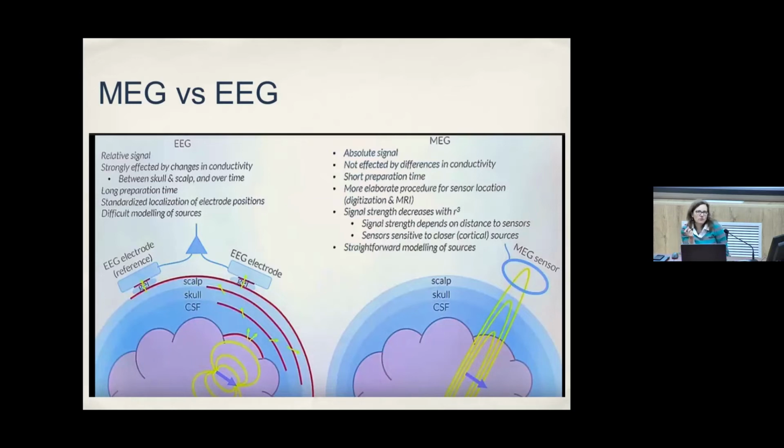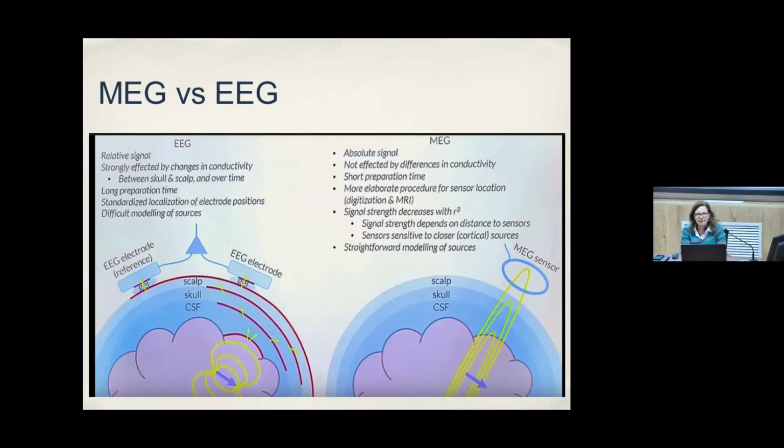But MEG measures an absolute signal, because we have gradiometers which already within the sensor have a difference, and it's going to indeed show the activity at the particular point where it's placed. Another point we also discussed is that it is not affected by differences in conductivity, so the tissue doesn't attenuate or influence the MEG magnetic field signal in any way, just the distance. And the distance is kind of an important problem, because the signal strength decreases very quickly with increasing distance.